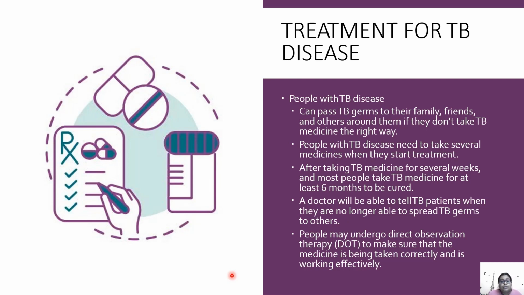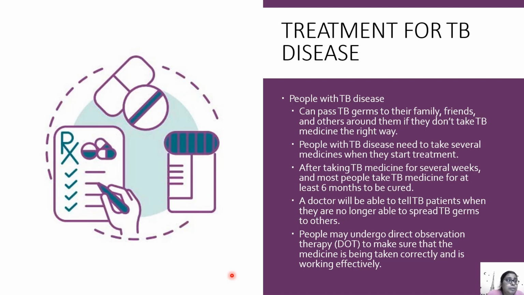People with TB disease need to start taking several medicines. A doctor will be able to tell TB patients what medicines they need to take based on their previous medical history, and if they have any other comorbidities as well. People may undergo directly observed therapy also, to make sure that the medicine is being taken correctly and is working effectively. TB patients will have some symptoms that can be very easily observed. They'll go to the doctor and do tests to figure out what the problem is.